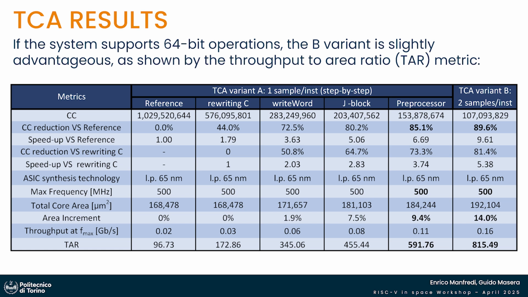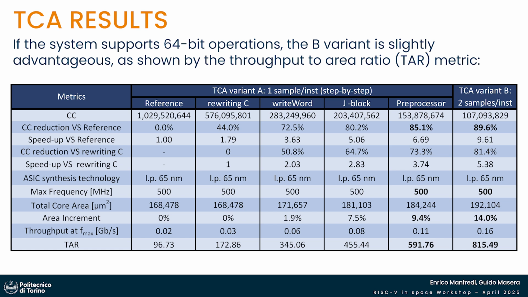And comparing this result with the B version of the accelerator, the one that computes 2 samples with digit extraction, we can see that we have a slightly higher performance increment, but the total area is also a little bit higher.